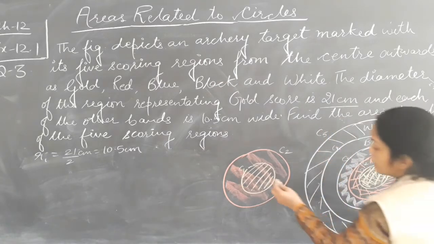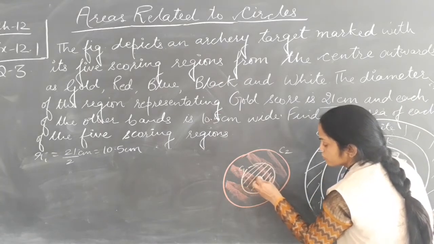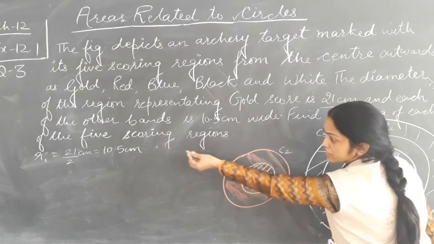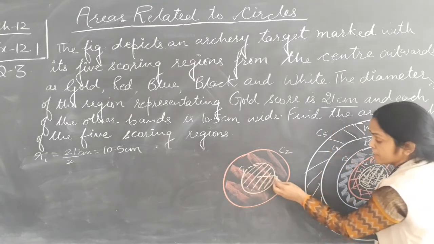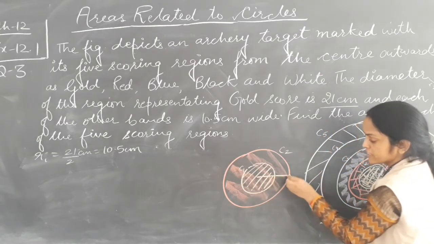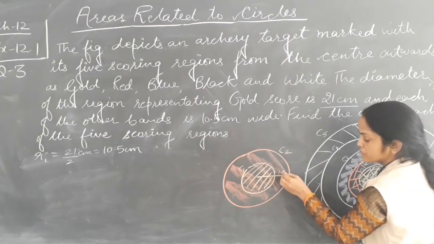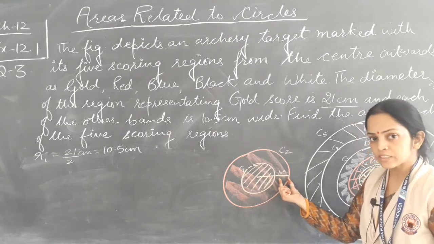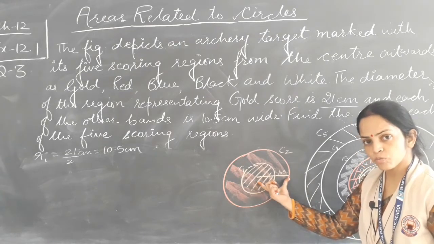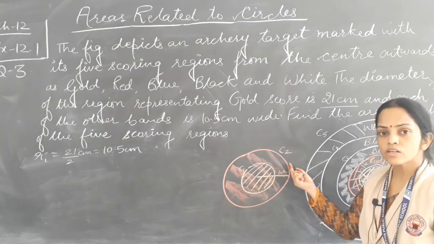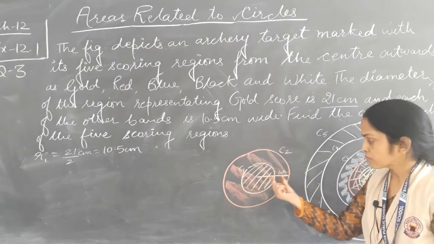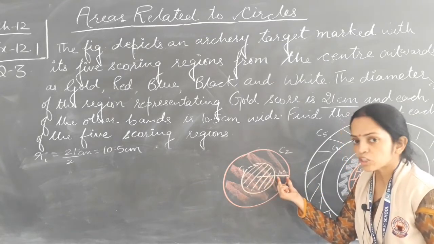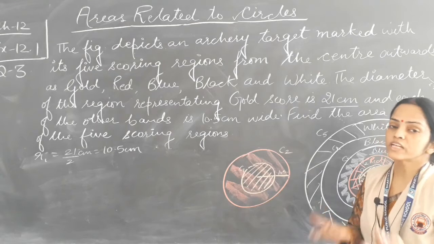Now see, radius of gold region was given 10.5 centimeter, it is already given to us, and width of each band is given 10.5 centimeter. So with the help of R1 and this width, we can get R2, which will be radius for C2, isn't it? If we will add width of band in R1, we will get R2.